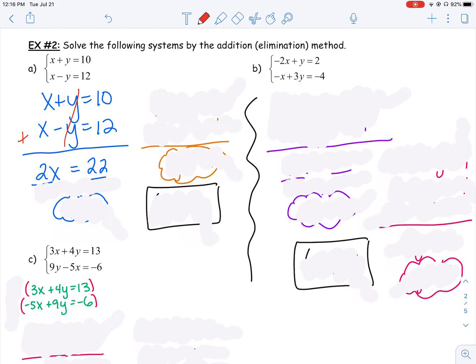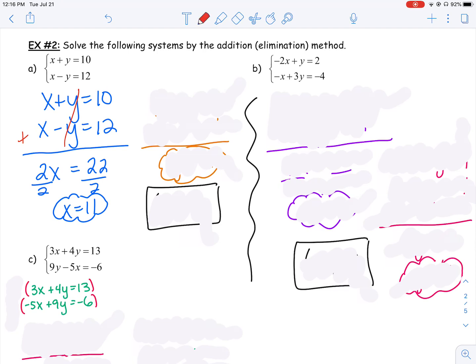So now I have a cute little equation with just one variable. I have 2x equals 22. And now I can solve for x by dividing both sides by 2, and I end up getting x equals 11. Pretty cool, pretty fast, right? All right, but that's only half of our answer, remember. Remember, a solution to a system is a point, an ordered pair, an x comma y. So now that we have x equals 11, we've got to figure out what y equals.